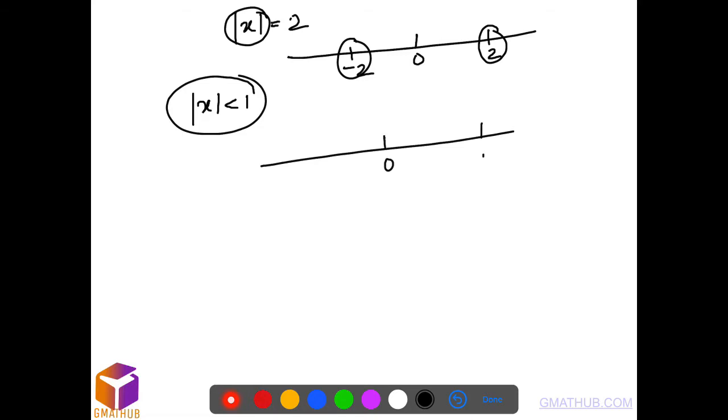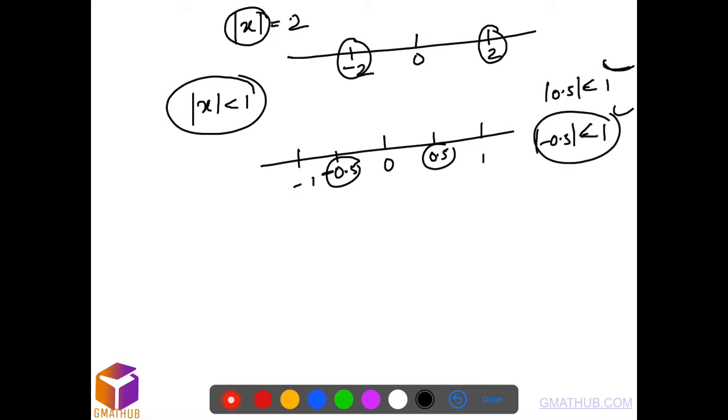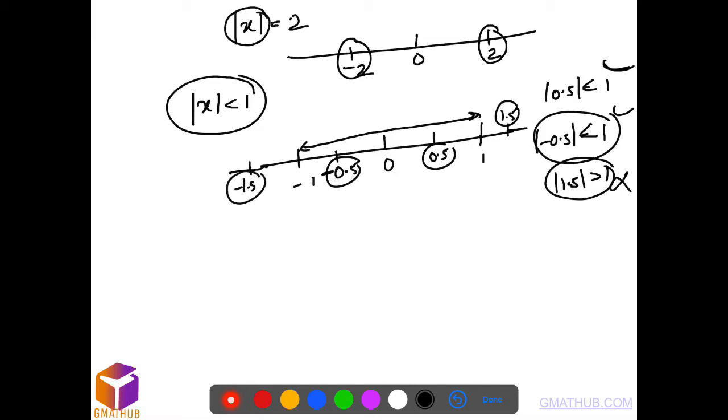Now let's say x is equal to 0.5, so this will satisfy it. X is equal to negative 0.5, this will also satisfy it. Yes, but if we take a value outside this window, let's say if we take 1.5, so mod of 1.5 will be bigger than 1, so it will not satisfy it. And if we take mod of minus 1.5, still this will be bigger than 1.